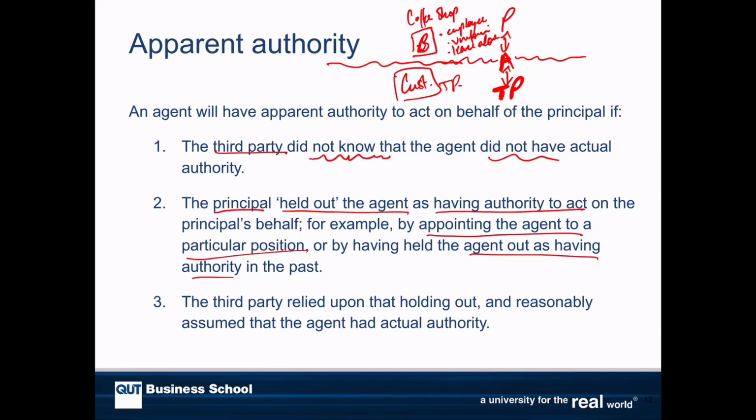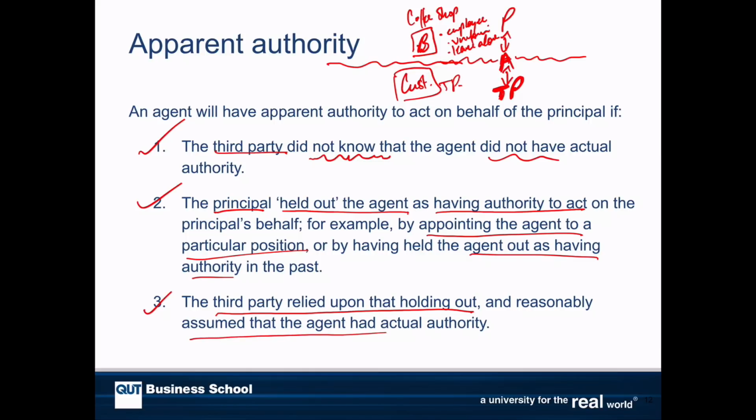Now, if the third party knew, if the customer was there and they heard the coffee shop owner saying, you have no authority, then the customer would know that they didn't. But most times you don't. The third party has no idea about the relationship between the principal and the agent. So that first condition is pretty easy to meet. The second condition is where the principal must do something to make the third party think the agent has authority. So here they're giving them a uniform, they're putting them in the shop, etc. So they have done something, so that one would be met. And then the third party relies upon that and reasonably assumes the agent had authority.